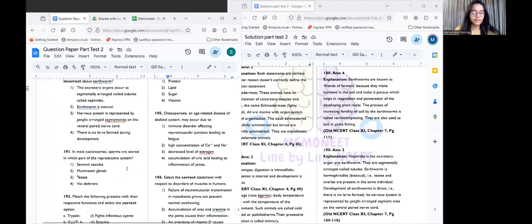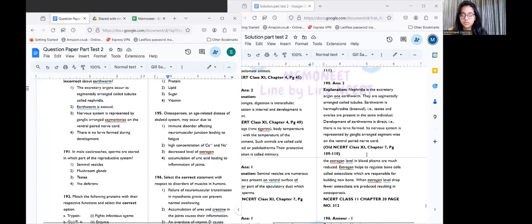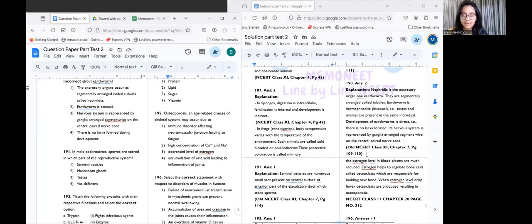In question number 191, in male cockroaches, sperms are stored in which part of the reproductive system? We need to say seminal vesicles: numerous small sacs present on the ventral surface of the anterior part of the ejaculatory duct, which stores sperms. So the seminal vesicles are the organs which store sperms in male cockroaches.